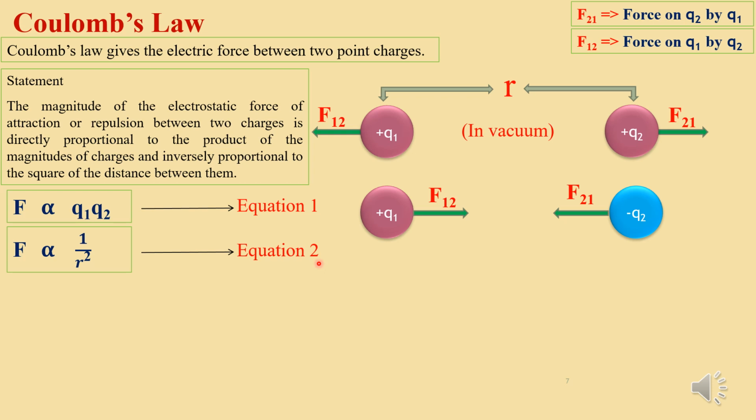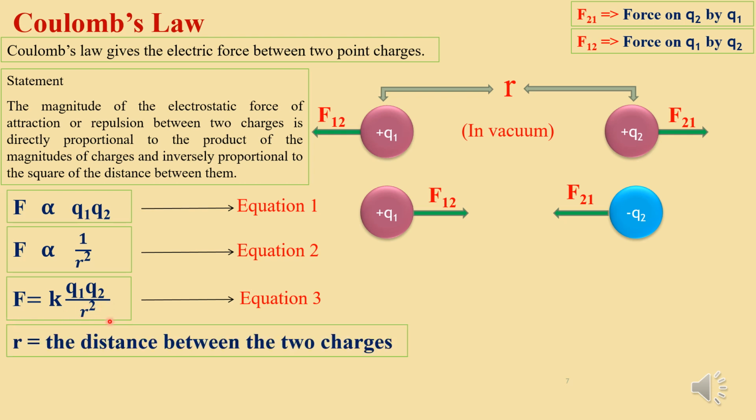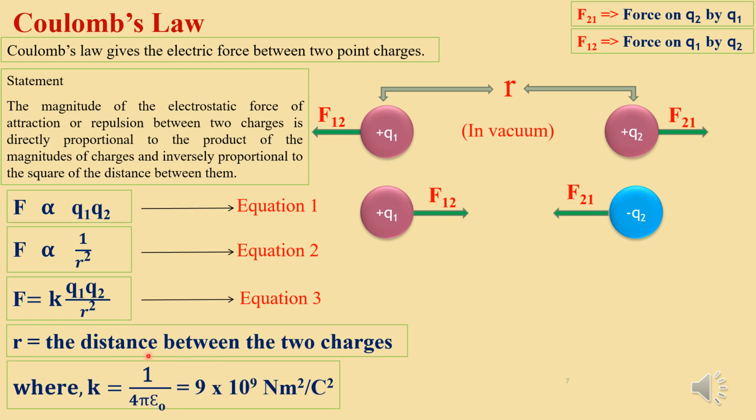By combining equation number 1 and equation number 2, we get equation number 3, which is F equals K Q1 Q2 divided by r square. Here r is the distance between the charges and K is Coulomb's constant. K is equal to 1 upon 4 pi epsilon naught. Epsilon naught is permittivity of free space.